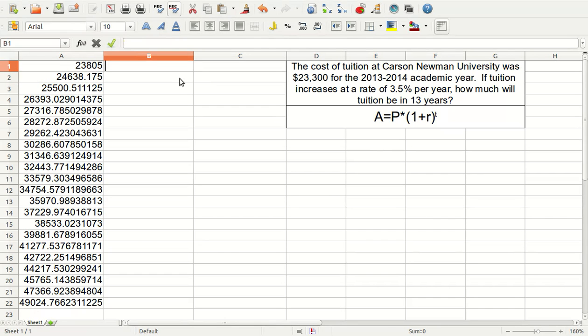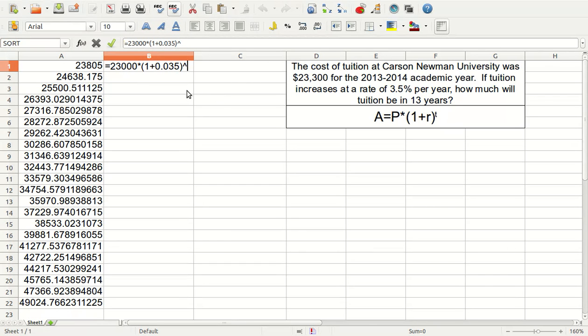If we want to use the function, we need to tell cell B1 to apply our formula. So we start with the principal, $23,000. Okay. We're going to multiply it by 1 plus our rate, 0.035. Now we want to raise this to the t power. And t stands for the number of years. So what we want to be able to do is we want cell B1 to raise this to the first power. What is it after 1 year?